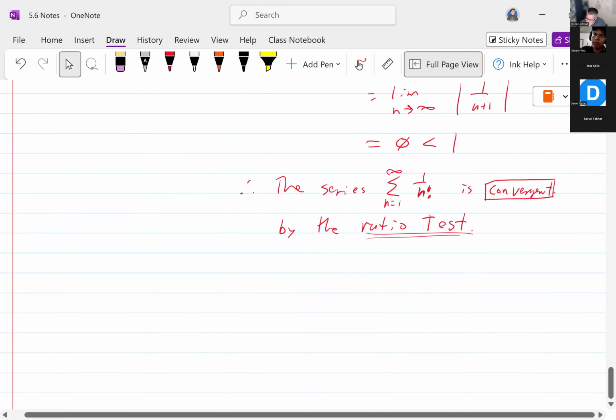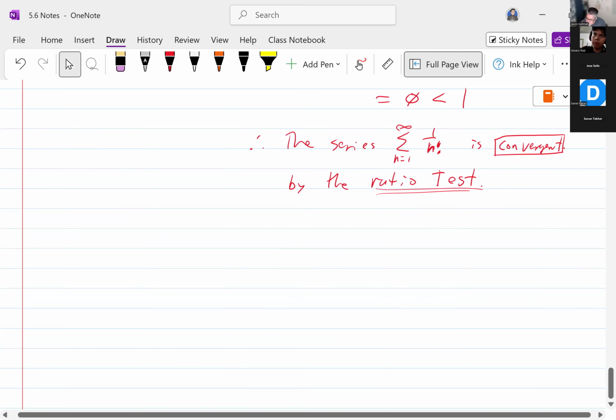Okay, let's talk about our last test here. Our last test is called the root test.